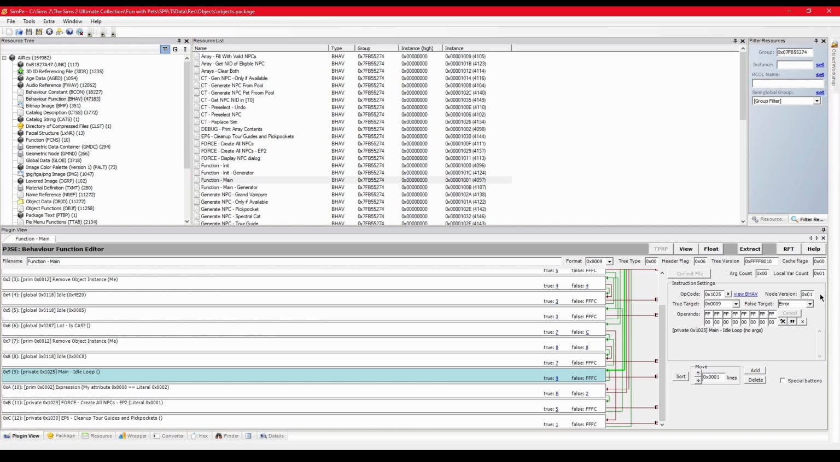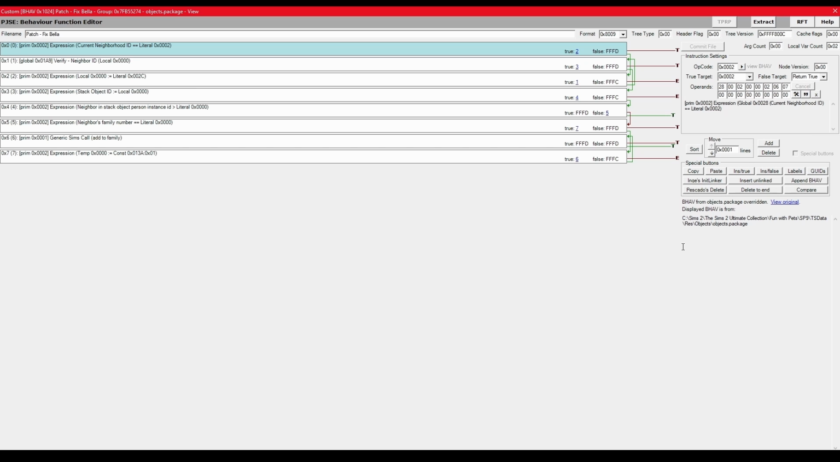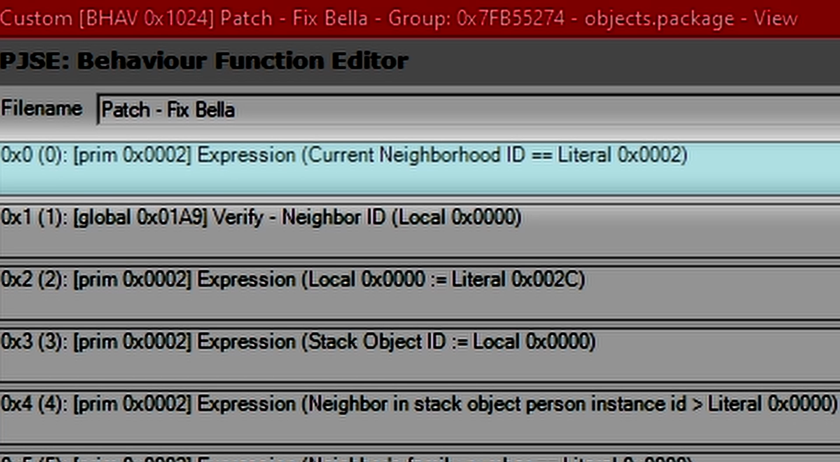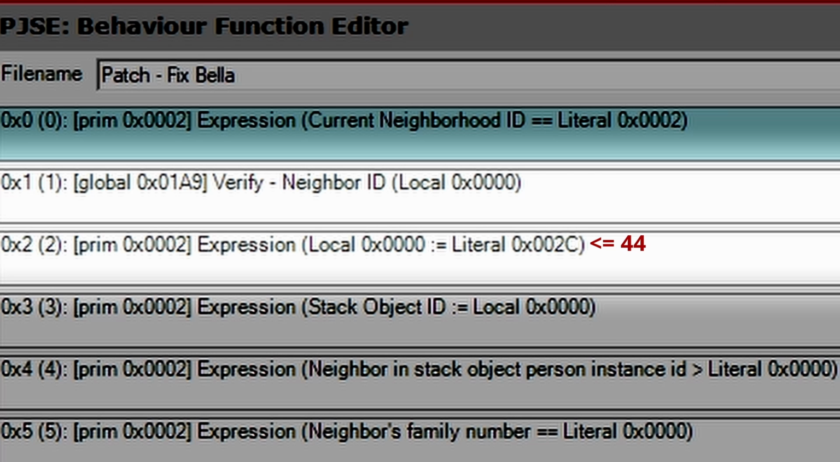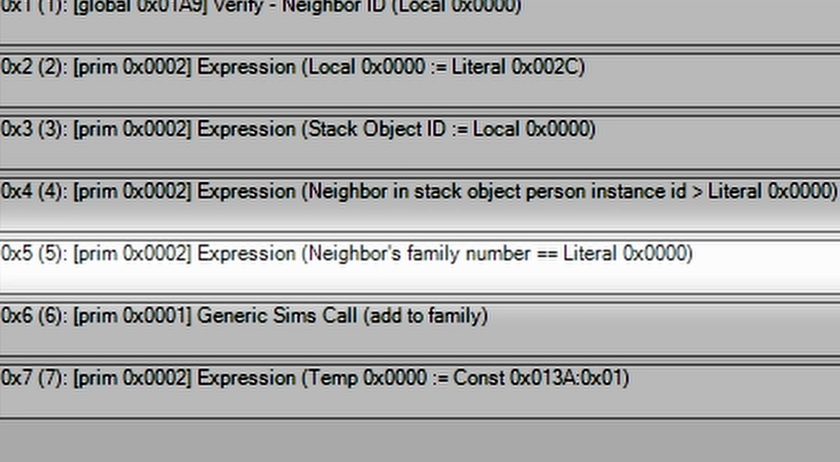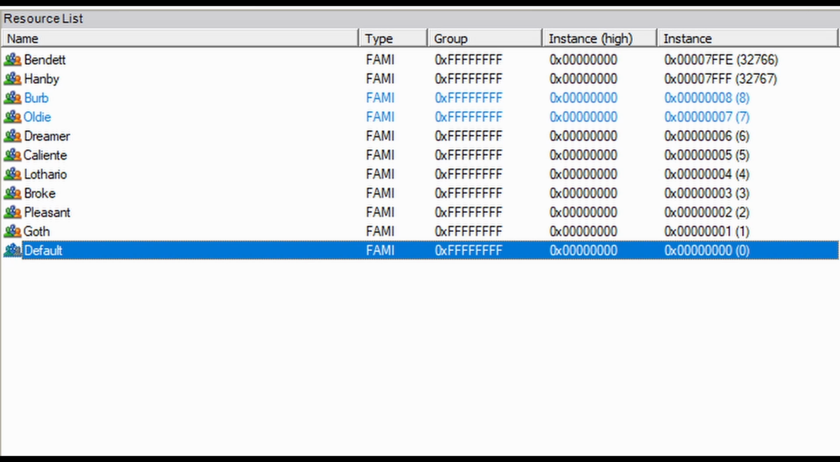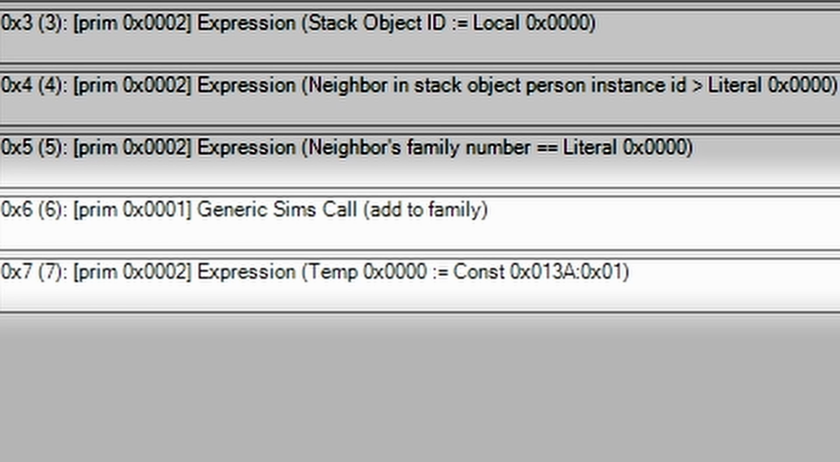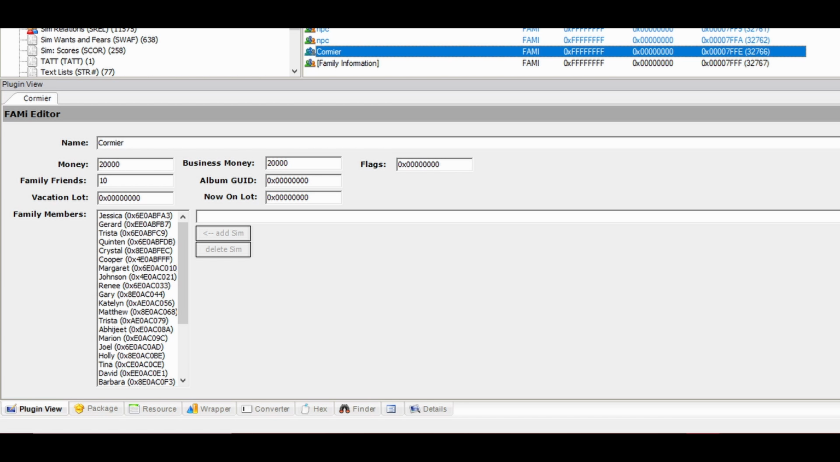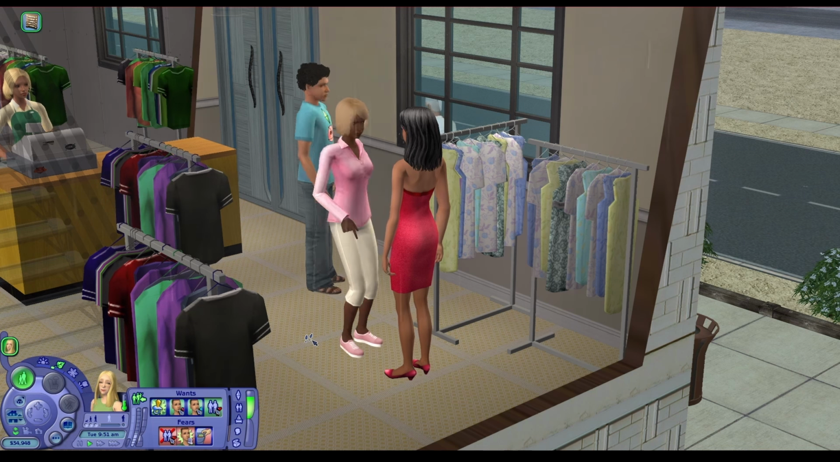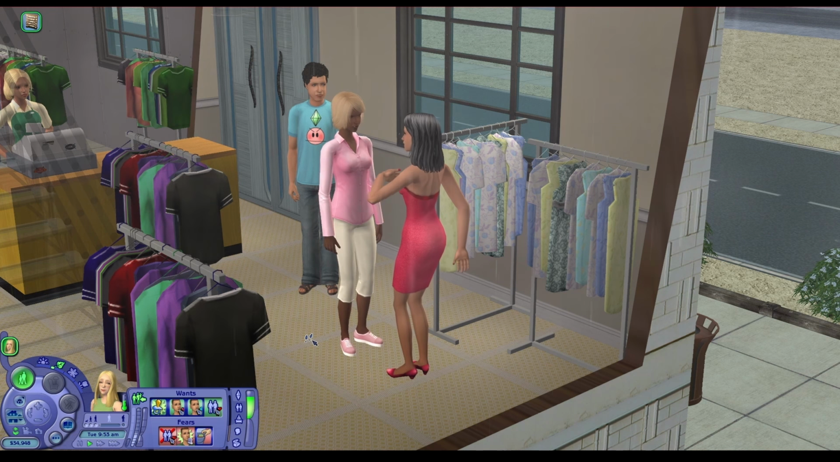This function is triggered when the neighborhood is first loaded. It's checking whether the current neighborhood ID is 2, which is Strangetown by default. Then it's checking for the sim number 44, i.e. Bella Goth, checking if the family number is 0, and 0 is the default household. And if yes, then it's moving her to the family number 32,766, which is that one. It's one of the townie households. If that completes successfully, then Bella will spawn on Strangetown community lots. So the way they did it has some interesting consequences.